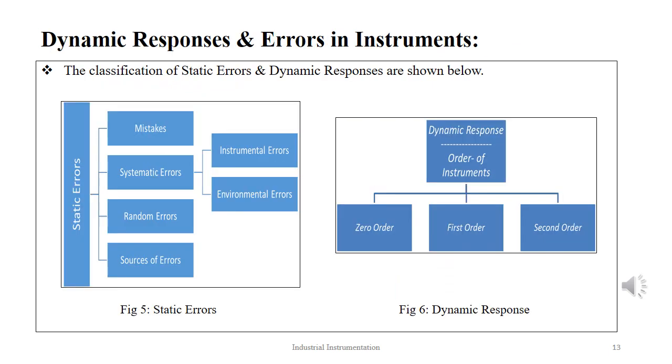While the dynamic errors come under dynamic characteristics, the static errors can be classified as mistakes, systematic error, random error, and other error sources. The systematic error is further categorized as instrumental error or environmental error. The dynamic response is known as the order of an instrument, and the order of the instrument can be of three types: zero order, first order, and second order.